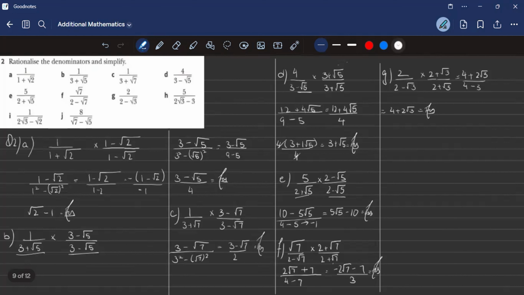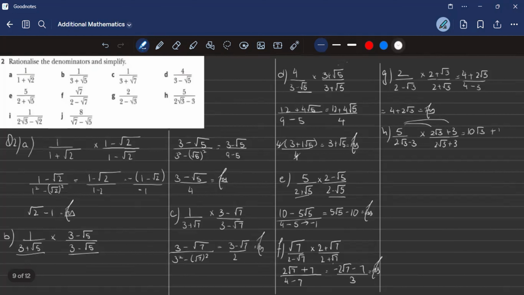For part H, we have 5 divided by 2 under root 3 minus 3, multiplied by 2 under root 3 plus 3, sorry, divided by 2 under root 3 plus 3. Again, the same thing is repeated here. 5 twos are 10 under root 3. And what is 5 threes? It's 15.